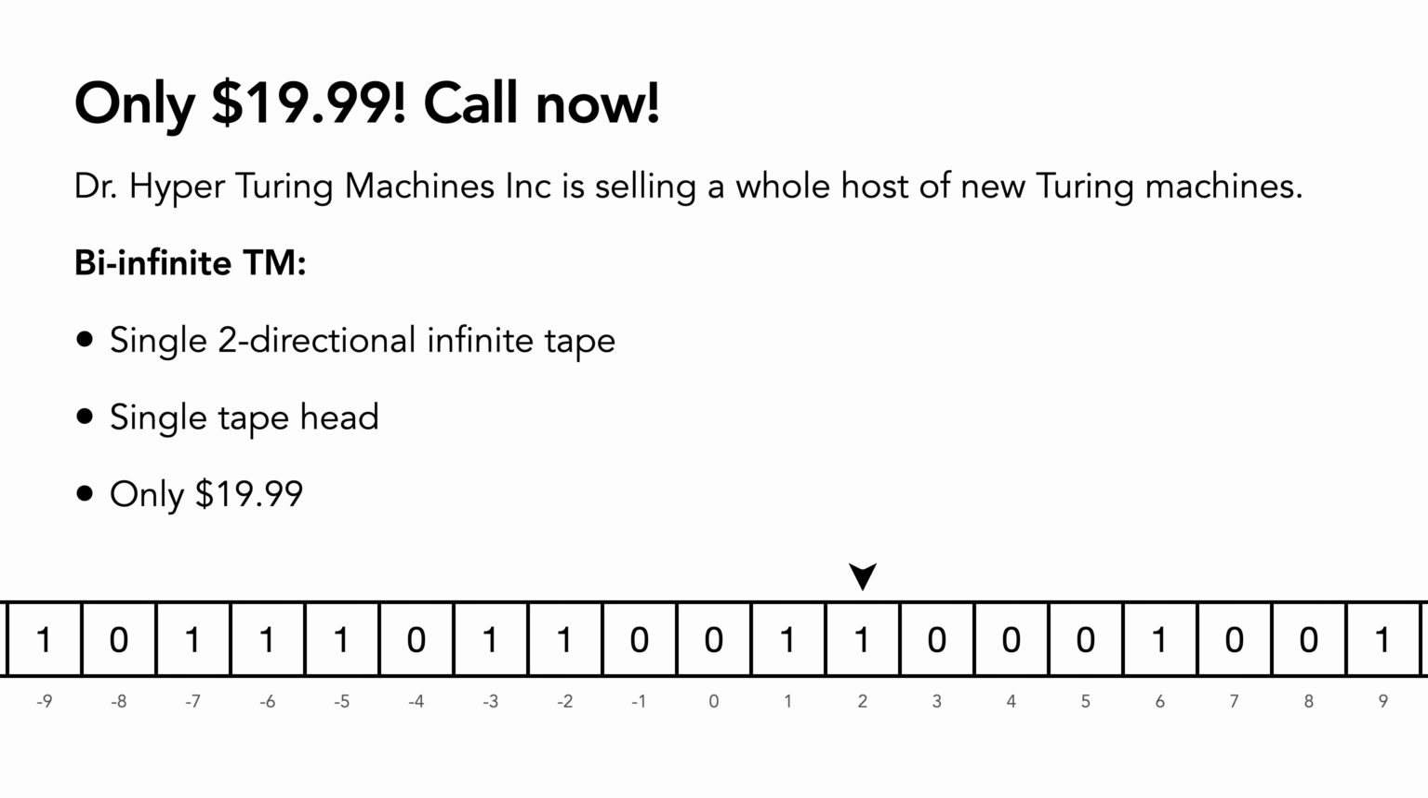So we've got a two-directional infinite tape in the bi-infinite Turing machine. And this means our tape head can go as far as we want to the right, or as far as we want to the left off into the negative indices.